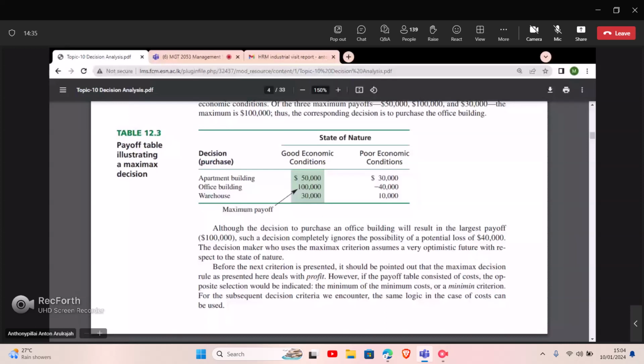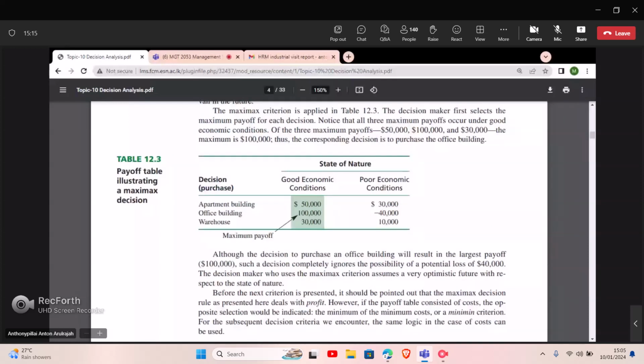For the warehouse, what is the maximum? 30,000. You see, the maximums are falling on the same side. So out of these three, which is the maximum one? What decision is giving the maximum? Office building purchasing, which is the highest. If you follow this kind of criteria to make a decision, that is called maximax, maximum of the maximum.